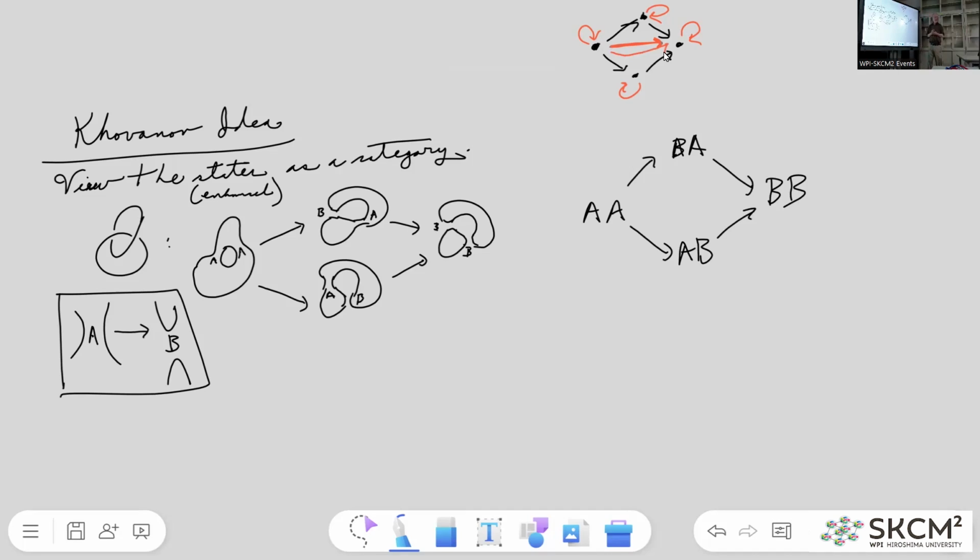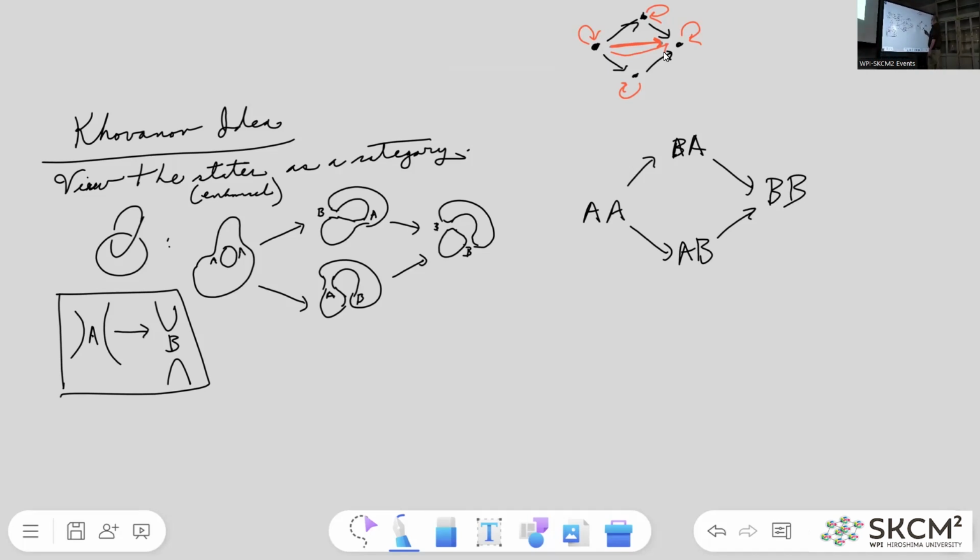Okay. But that's all a category is: just a directed graph such that when you compose arrows, you still have another edge in the graph, and identity arrows, which don't change anything under composition, and that arrow composition is associative. That's a category. So Khovanov says, well, why don't you look at it as a category? Then it has this structure.